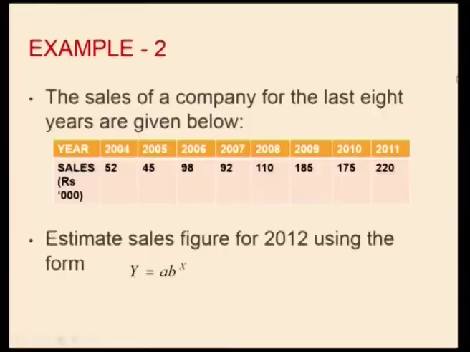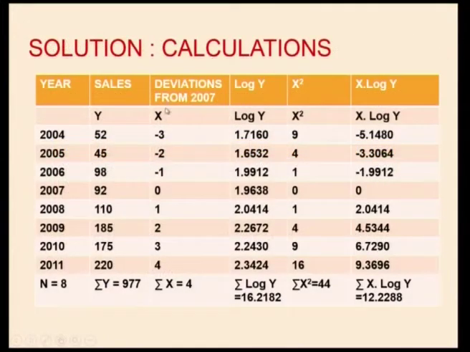Second example. The sales of a company for the last 8 years are given below. He has given the years from 2004 to 2011, and the corresponding sales in terms of thousands: 52, 45, 98, going up to 220. Then estimate the sales figure for 2012 using the exponential function y is equal to a b power x. Now let us see the calculation.